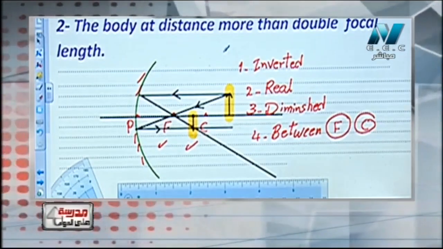Now, dear students, how can we deal with any position of the object in front of a concave mirror? We have rule number 1, a light ray falling parallel to the principal axis returns back through focus. Rule number 2, a light ray falling through the focus reflects parallel to the principal axis. And rule number 3, a light ray falling through the center of curvature reflects on itself. Why? Because the angle of incidence equals the angle of reflection, which equals 0.